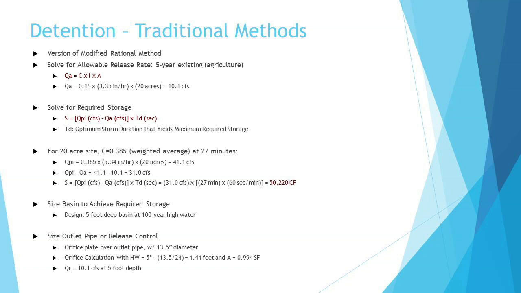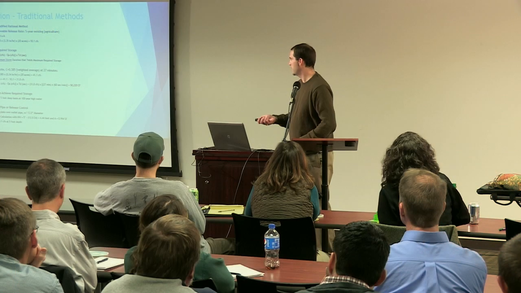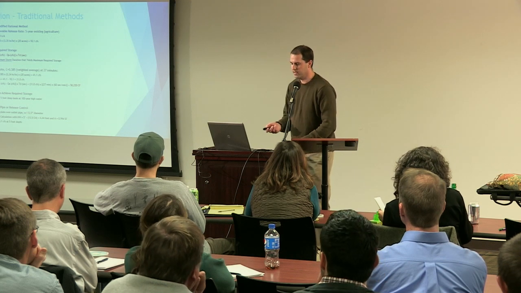The reason why we used the rational method is it was very simple to do before the era of computers. You could do it by hand. You could do it with a calculator. It was simple to do. You can do it very easily with a spreadsheet. But a lot of the TR-55 methods, if you didn't have computing power, it was tough to do some of this modeling. So they came up with this kind of shorthand method, but it does have some limitations.